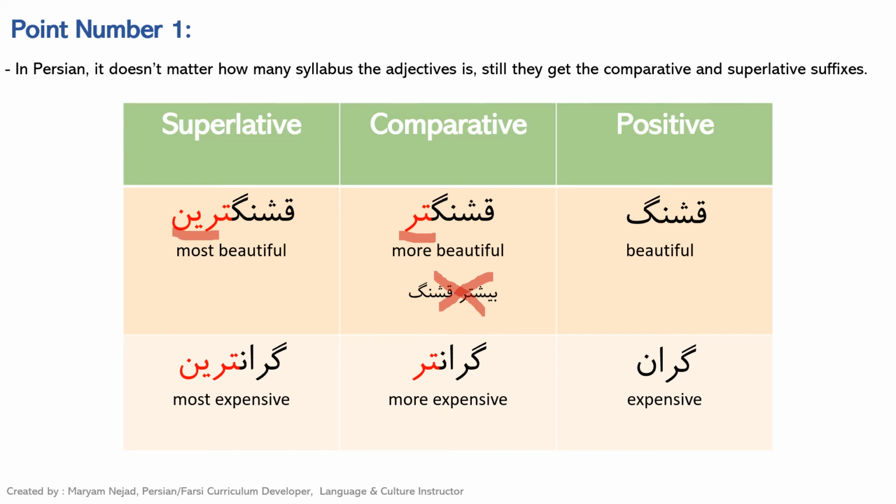And here is another example. For example, geran, which means expensive. In English, you need to say more expensive, but in Farsi, we can just add the suffix tar to it and be like geran tar. And for most expensive, we can just add the suffix tarin and say geran tarin.